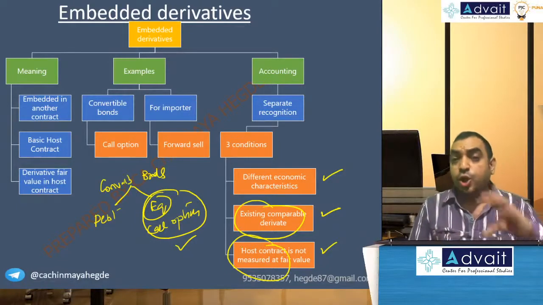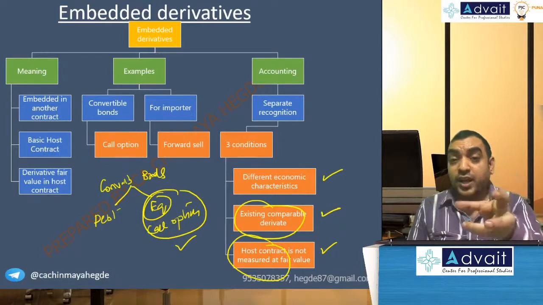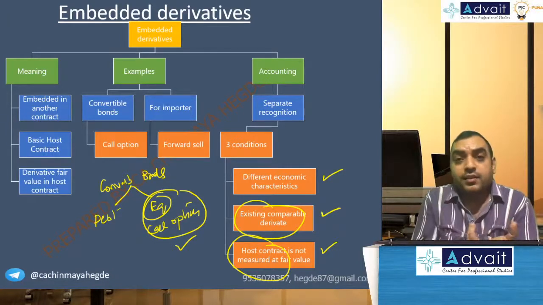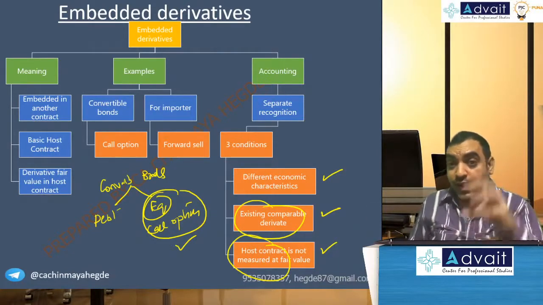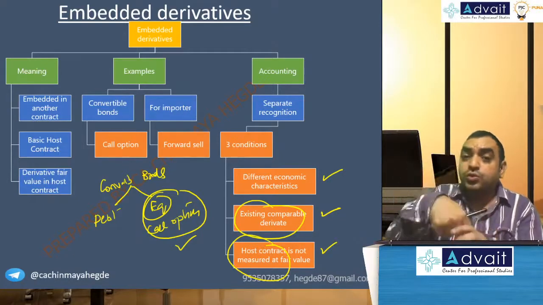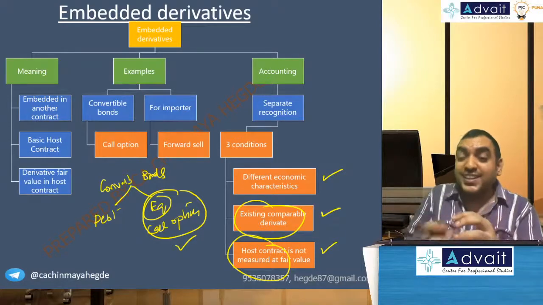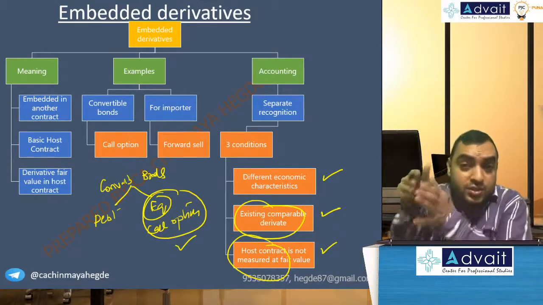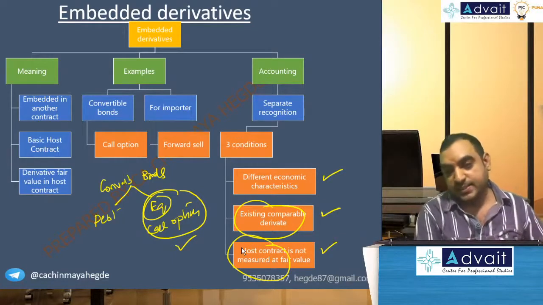Then, host contract is not measured at fair value. In our example, the golden watch or golden covered mobile phone. If that includes the value of gold, then I need not show gold separately. If the host contract, the basic contract, includes the fair value, then no need to separate. If the host contract is not measured at fair value, then you need to separate because derivatives need to be accounted on a fair value basis.